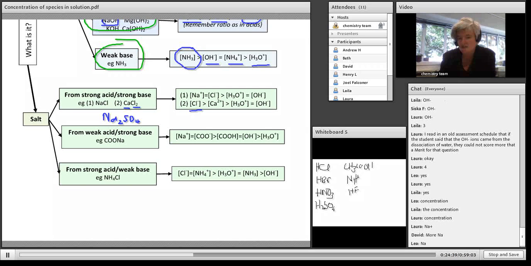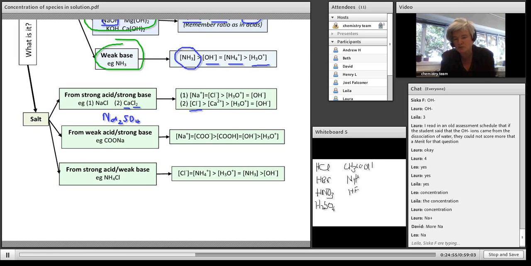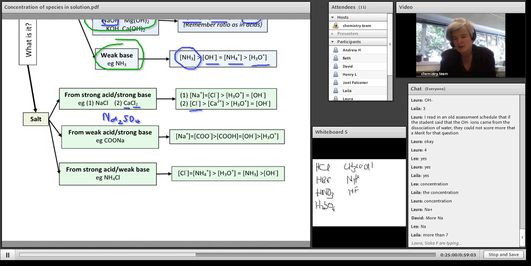More sodium ions, correct. Okay. Right, and then, so if I have a strong acid, strong base, what is my pH like? So if I react a strong acid, strong base, this is where the titrations will come in very useful. What is my pH of?